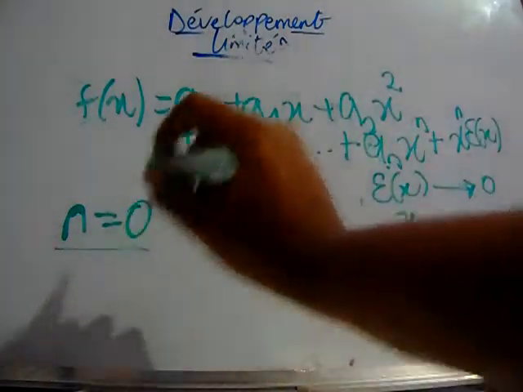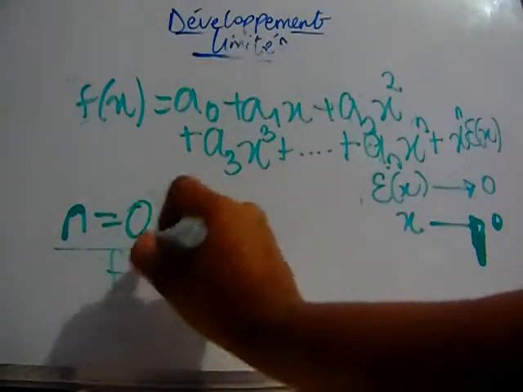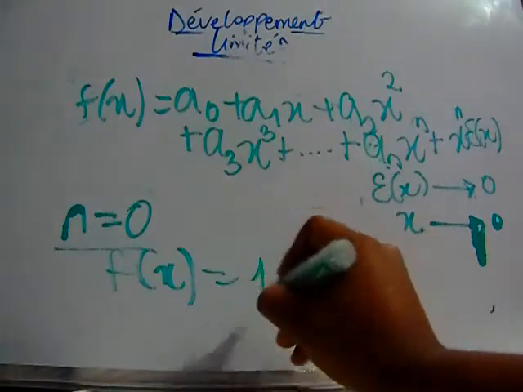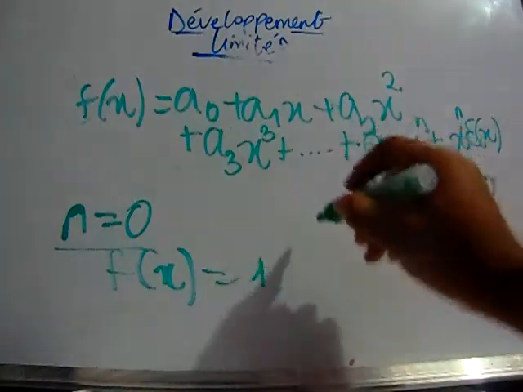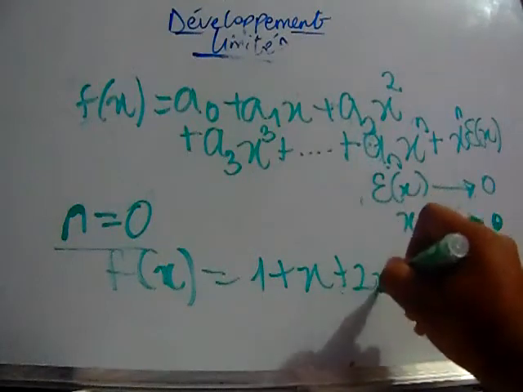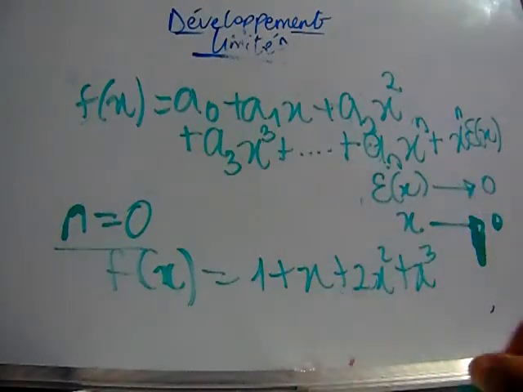So in this case, if we bring back the function from the question that we are given, they said 1 plus x plus 2x squared plus x raised to the power of 3.